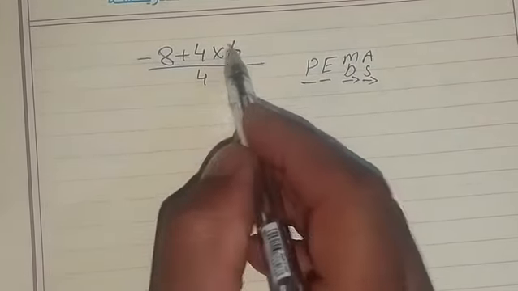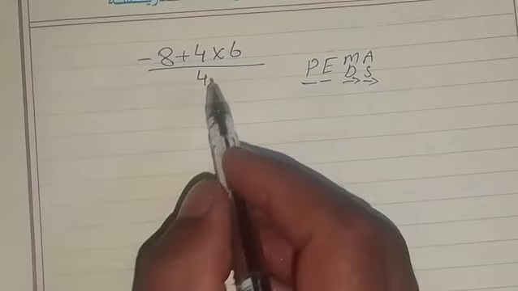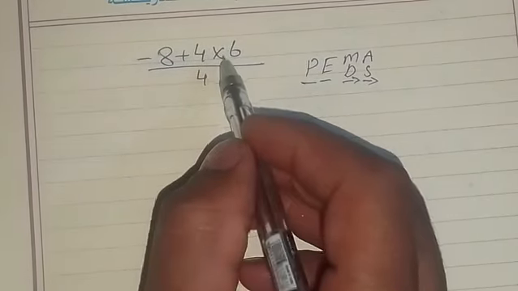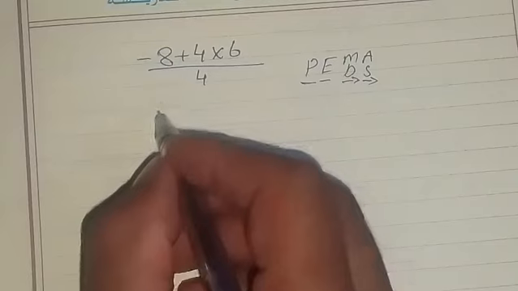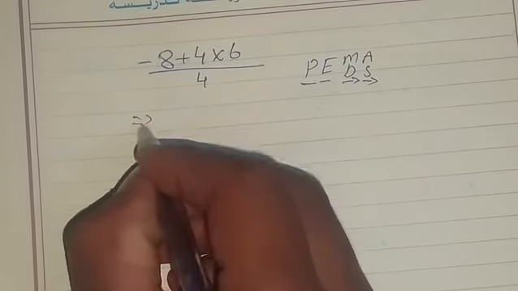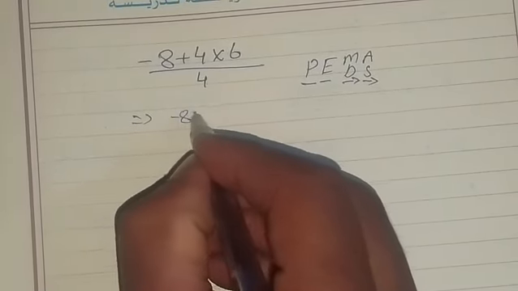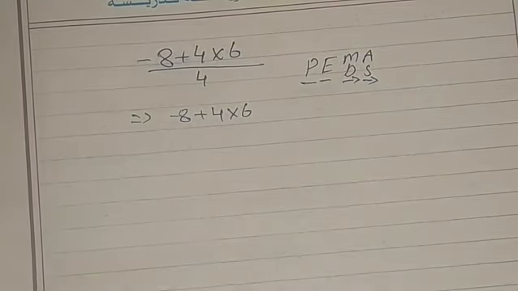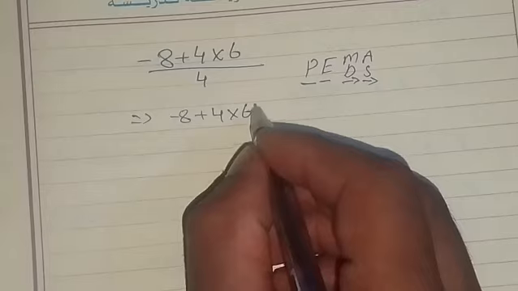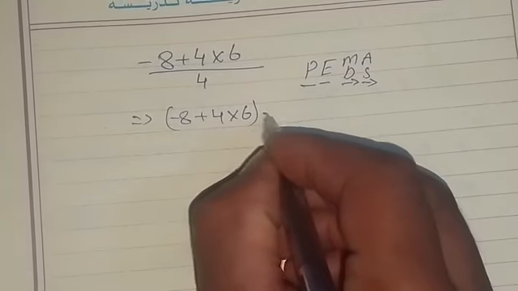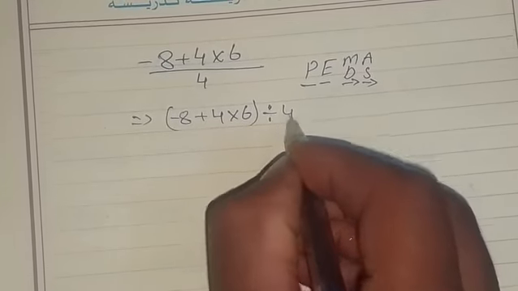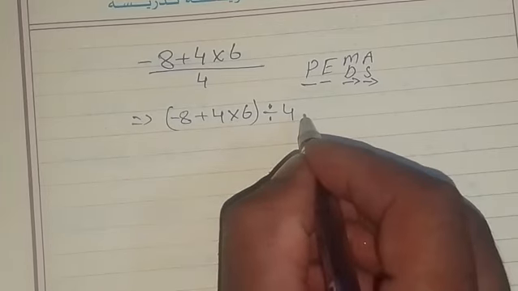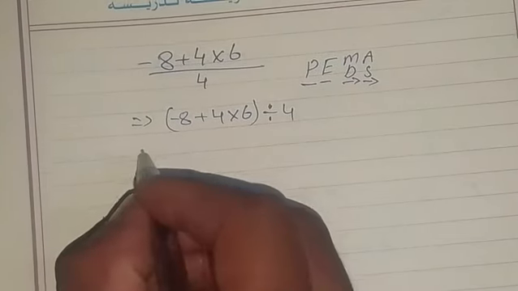Now we have one numerator and one denominator. So first of all we solve the numerator. The numerator is minus 8 plus 4 multiplied by 6, and the denominator is 4. So first we solve the numerator, then we solve the denominator.